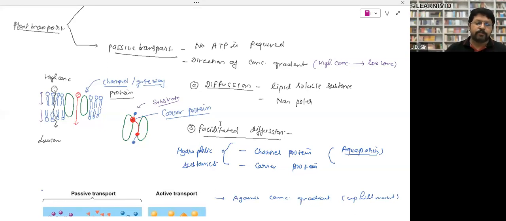So put the first heading: diffusion. Passive transport can be of two types: diffusion and facilitated diffusion. So put the heading diffusion.